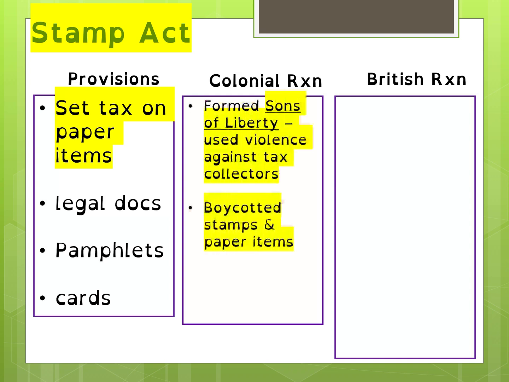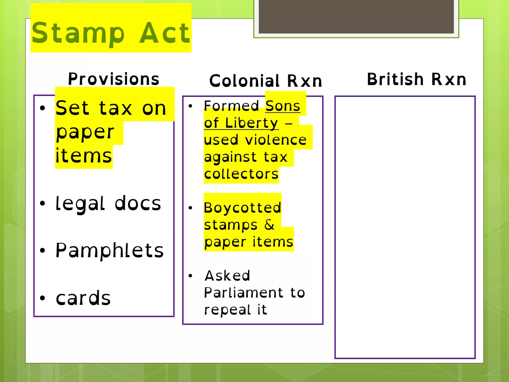The Americans are going to boycott these stamps and the paper products in a couple different ways. Some people just refused to buy paper products anymore, and they did everything they could to avoid it. And then you also had the people who were responsible for selling those stamps and collecting those taxes, and they would just refuse to do that. So they would sell their paper products without charging their customers the tax. That was another way that they could boycott. So again, boycotting is happening.